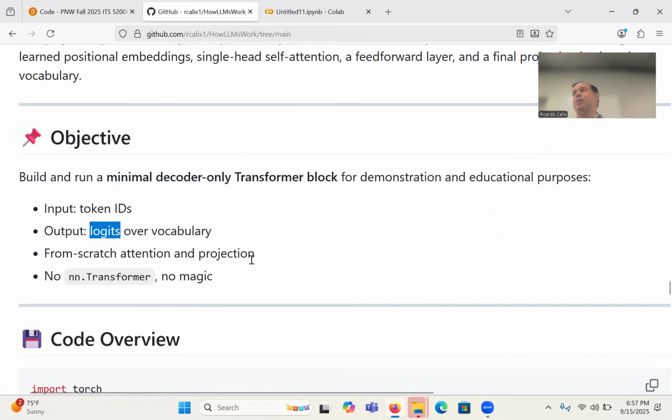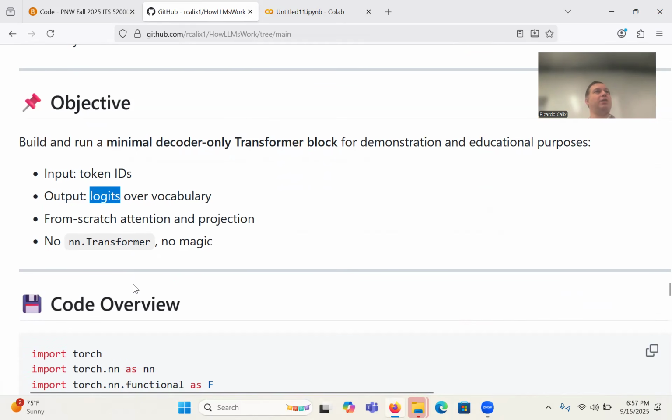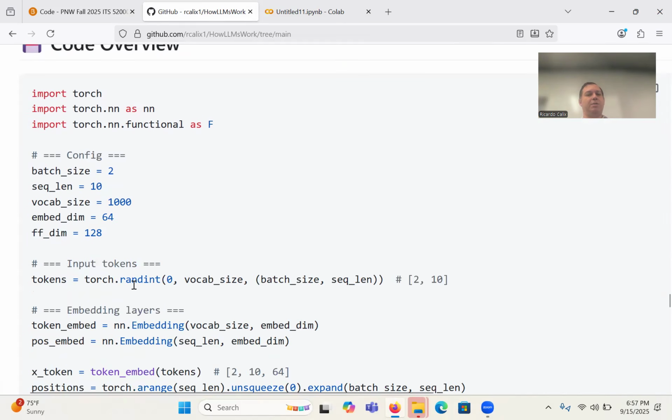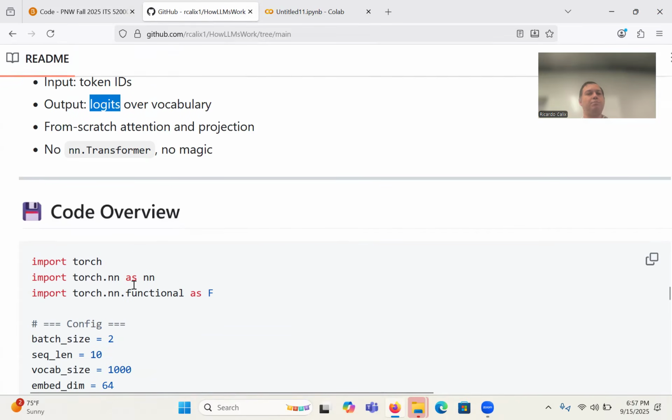From scratch attention and projection. So we've covered all these terms. They should be familiar to you. No NN transformer, not yet. Obviously we will be using these constructs later, but I'm trying to keep things pretty simple here.